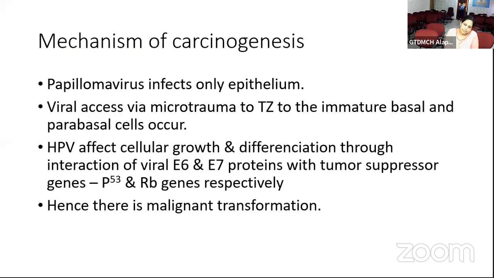So, the mechanism of carcinogenesis. The papillomavirus infects only the epithelium. Viral access is via microtrauma at the transformation zone to the immature basal and parabasal cells. HPV affects cellular growth and differentiation through the interaction of viral E6 and E7 proteins with the tumor suppressor genes P53 and RB respectively. So the viral genome affects cell proliferation and differentiation, hence there is a malignant transformation.